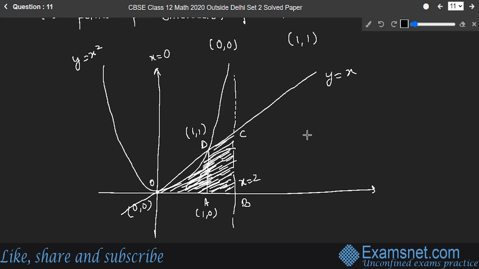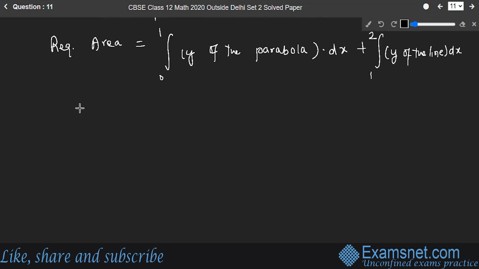Dx, right? So 1 to 2, I have to find out the area bounded by this line. Hope you understood till here. Now, very easy. We have done the most difficult part of the question, and it's just an integral that we have to solve. So, integral of x square dx from 0 to 1 plus integral of x dx from 1 to 2.